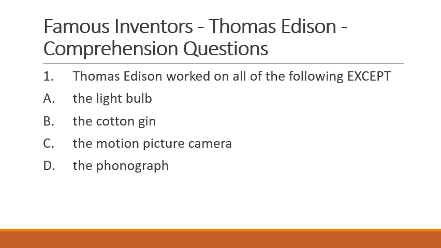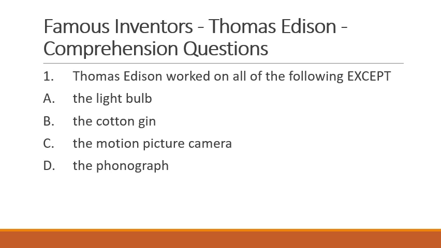Famous inventors: Thomas Edison comprehension questions. Question number 1. Thomas Edison worked on all of the following except. Is it the light bulb, the cotton gin, the motion picture camera, the phonograph?